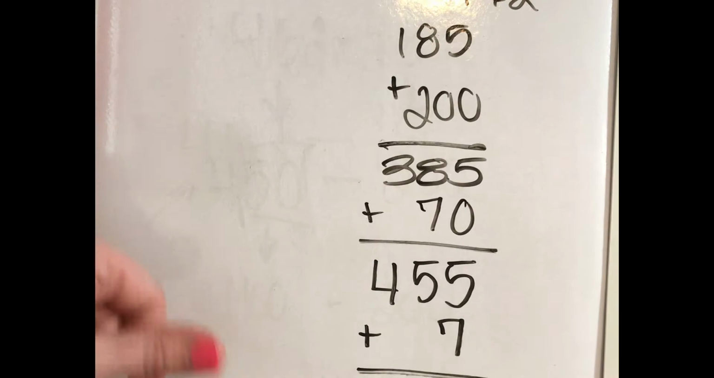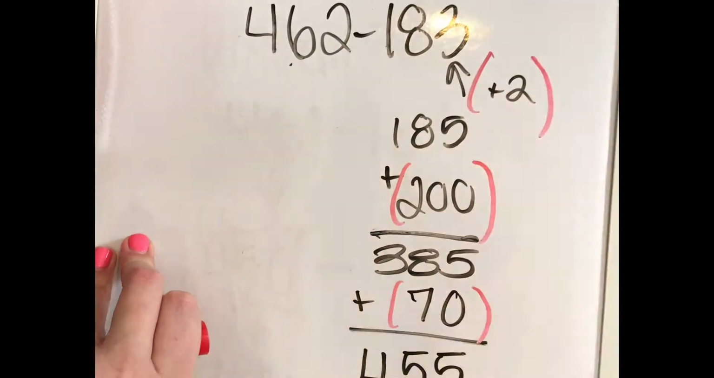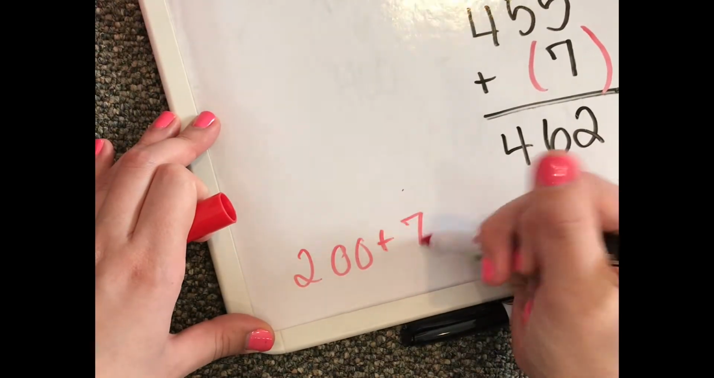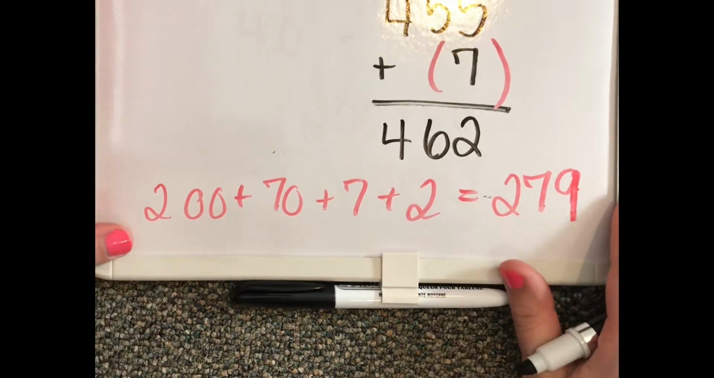From here, we now add up all these numbers that we added to get to our minuend, and that will give us our solution of 279, which is correct.